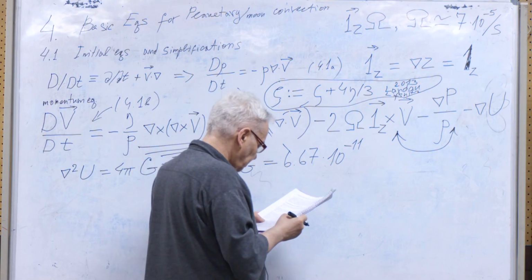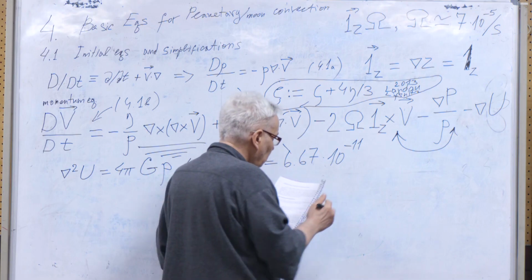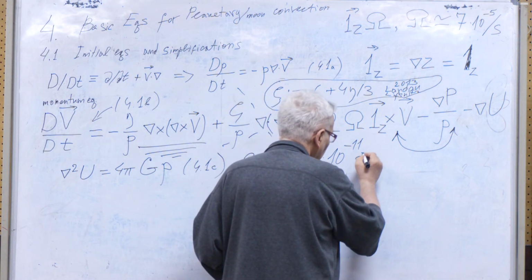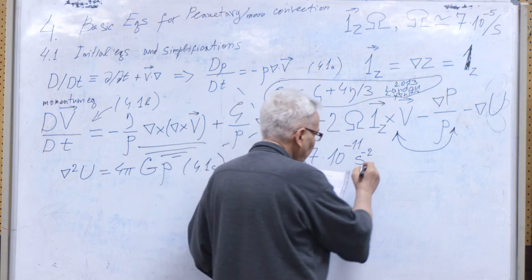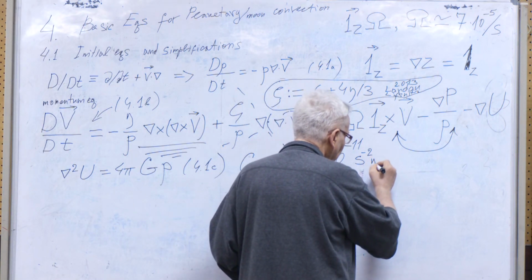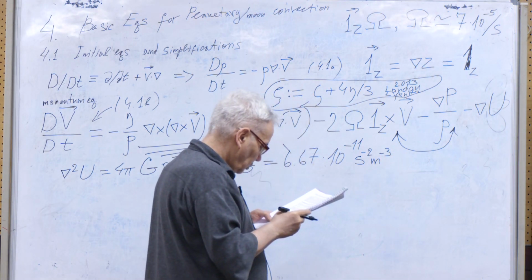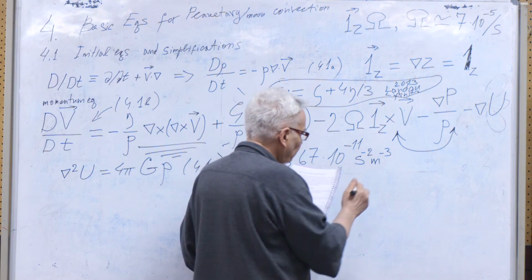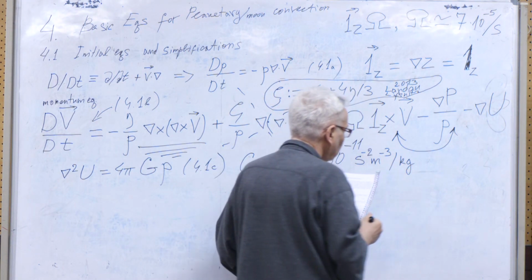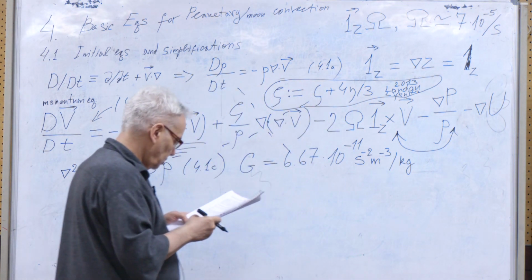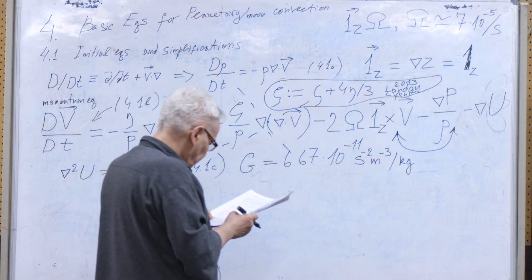And accordingly, it could be measured in inverse square of the second, then inverse cube of the meters, and finally it's divided by kilogram. So this is the gravitational constant.